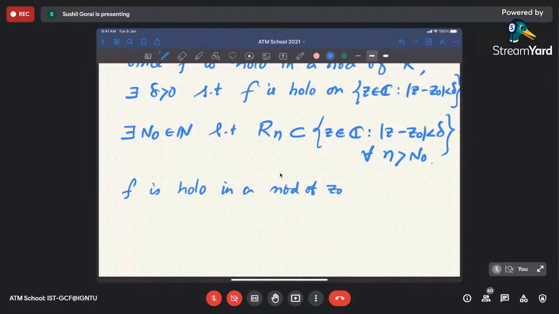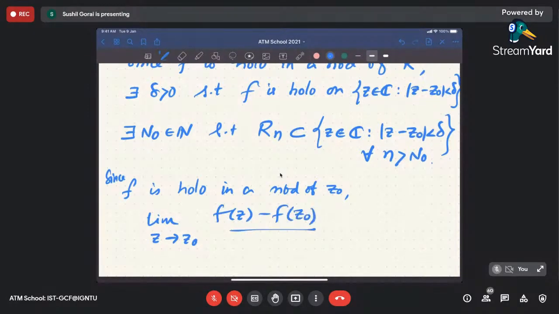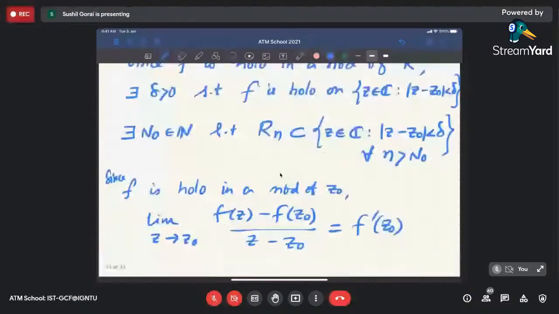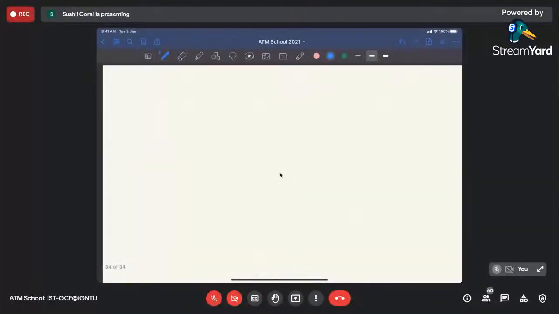So in particular, this limit as z tends to z0, (f(z) minus f(z0)) by (z minus z0) exists, and this is f prime z0. All right. So now we use this in terms of epsilon delta here.